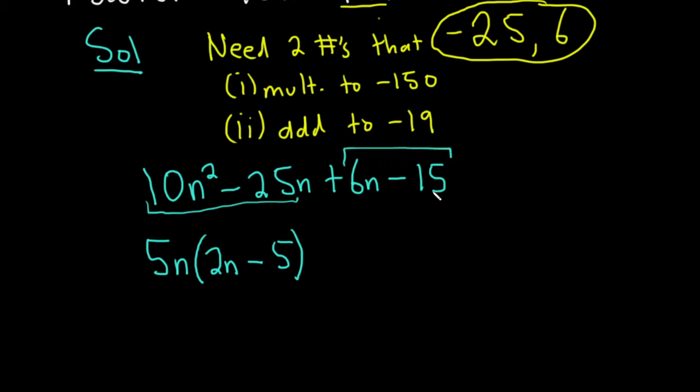So here it looks like 3 is going to work. This is pretty tricky. 3. So what do we multiply by 3 in order to get 6n? 2n. And what do we multiply by 3 in order to get negative 15? Negative 5.